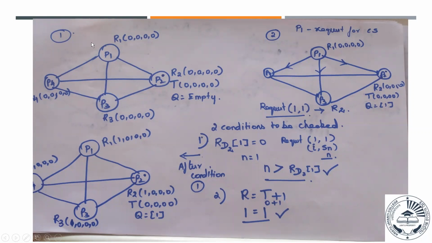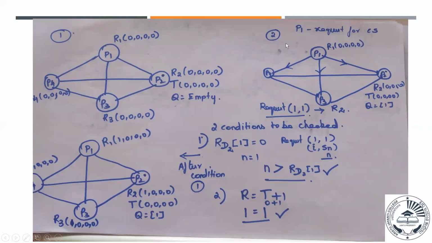All four sites, it's a broadcasting network, correct? So then R2 has 0, 0, 0, 0, and your token array is also 0, 0, 0, 0. Initially, Q is empty. Nobody is requesting. This is the initial state. Then R3 is 0, 0, 0, 0, and R4 is 0, 0, 0, 0. This is the first state, the initial state.